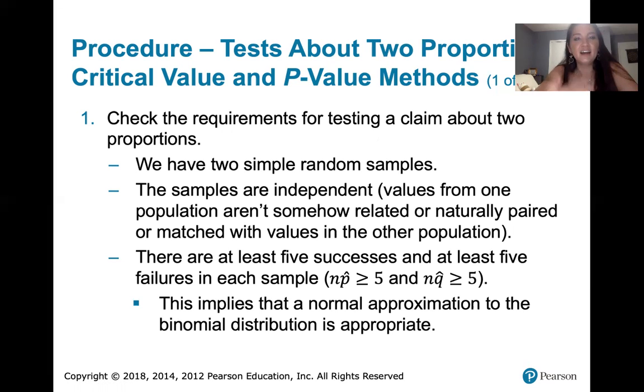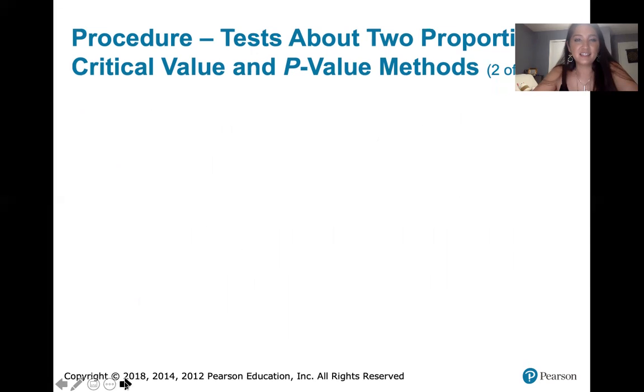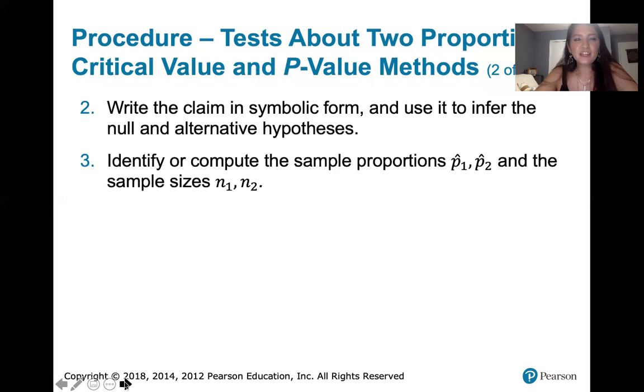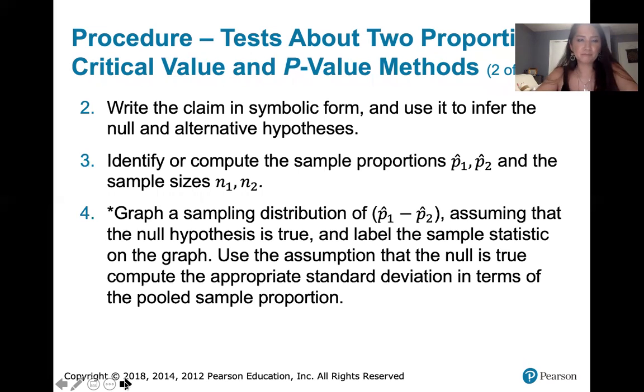Okay, so let's say all of the requirements are satisfied. Then whenever we're conducting a hypothesis test, we start as we usually do. We write the claim in symbolic form. We use it to infer what would be true if the claim weren't true. And then we use those two statements to infer the null and alternative hypotheses. And then we either identify the sample proportions and sample sizes from the problem statement or compute them from the samples. Sometimes they give us samples as well.